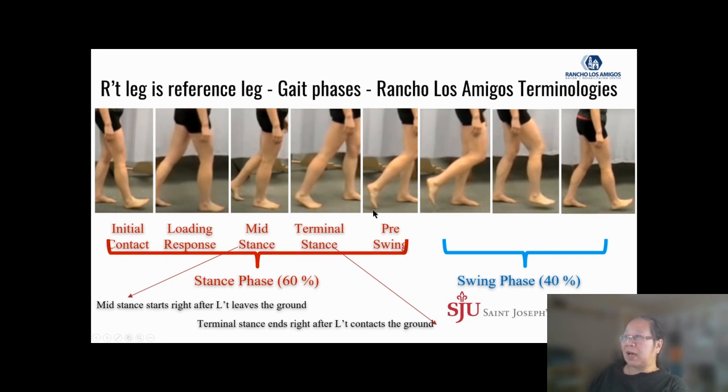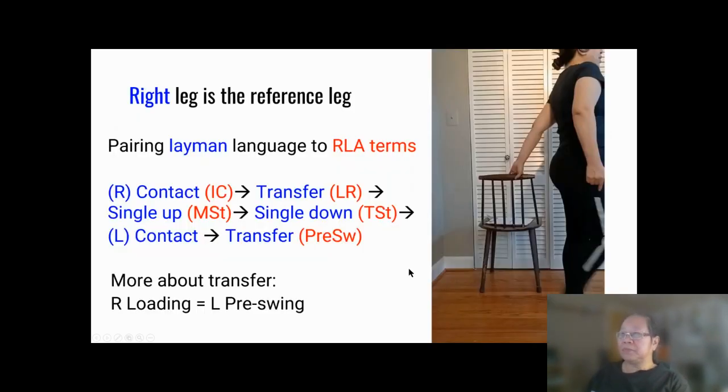Students get confused about this a lot. Pre-swing is in the stance phase because it's before swing. Okay? And for the swing phase, it's just called early swing, mid swing, and late swing.